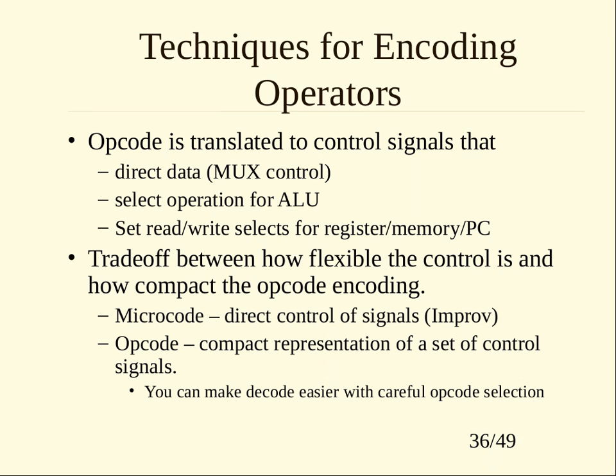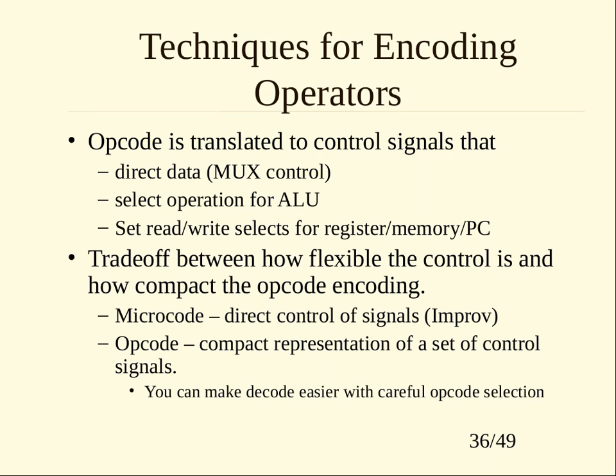So opcode is telling you what instruction you're executing: addition, multiplication, division. So you probably want to use a mux to say which operations you're going to do, or which circuits you're going to activate or utilize, I should say. Be able to select an operation in the ALU, write to certain registers depending on it. Right, so how flexible the control is and how compact the opcode coding is.